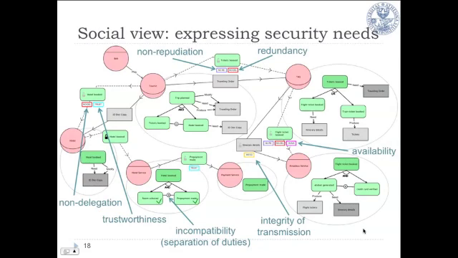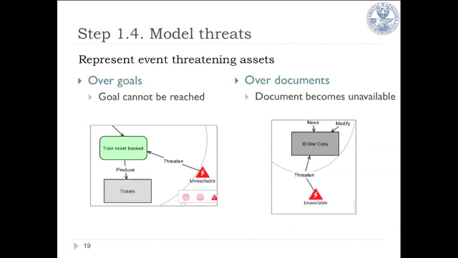So that would conclude what we do in order to capture stakeholders, their assets, and the security constraints they want to express over interaction. But as I mentioned in the beginning, we want also to see whether there are certain events in the setting that could affect the well-functioning of the system and would affect the interactions among actors.